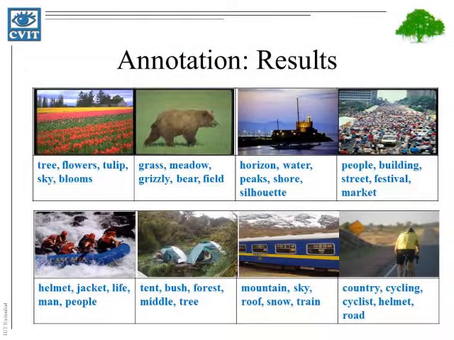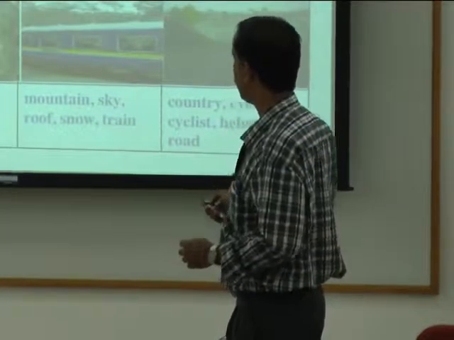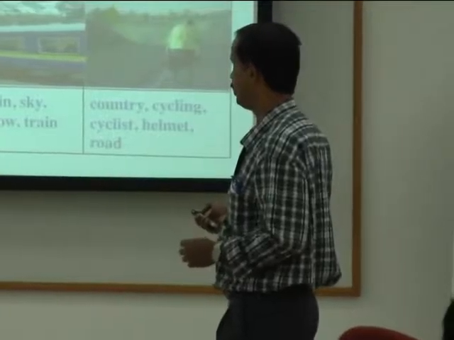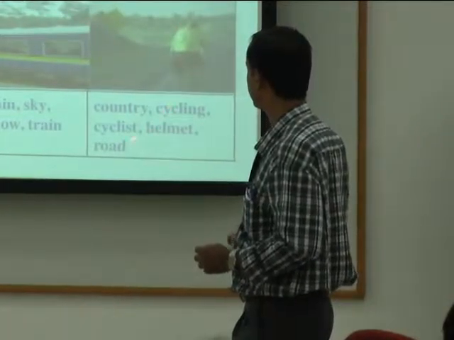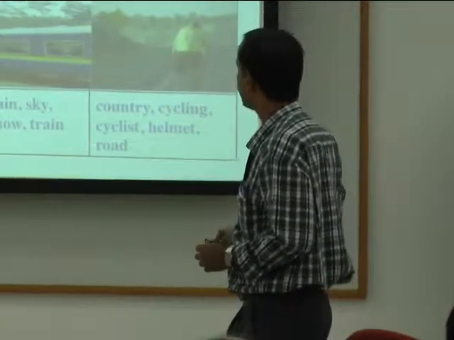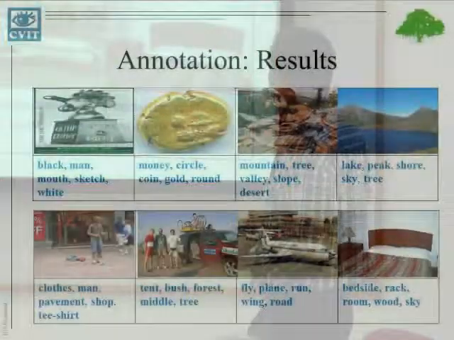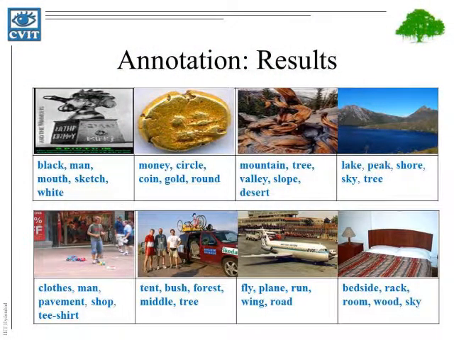So these are a few example image annotations. These are the images, and these are the text which got annotated with these images. This is another set of example results.